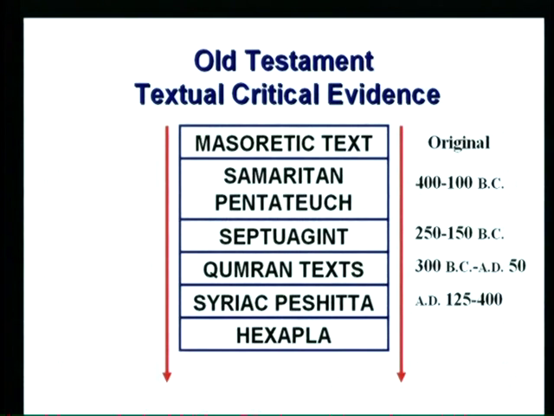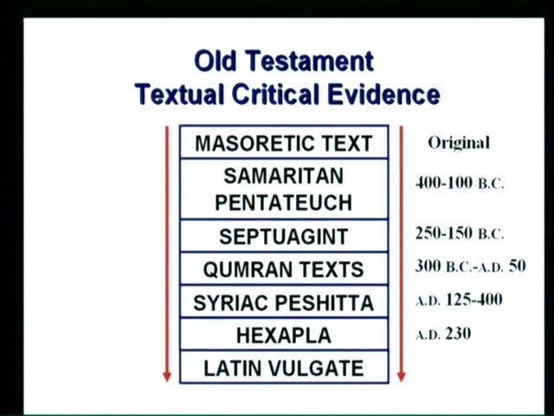The Hexapla, 230 AD, because it's 100 years after the beginning of the Syriac Hexapla. And then the Latin Vulgate, AD 390 to 404.